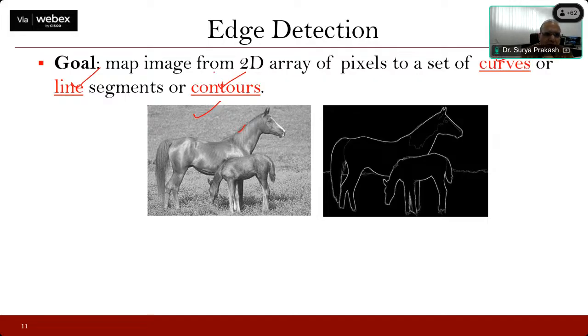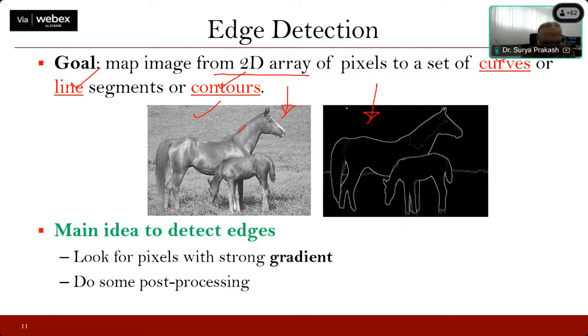So the goal is to map any 2D image, a 2D array, which is this one given, to this kind of image where at every pixel you're telling whether it's an edge pixel or a non-edge pixel, or whether this pixel is part of some curve, line, or segment, or it is not part of any line, curve, or segment. So how to detect the edges? How to find out what are the places where you have the edges?